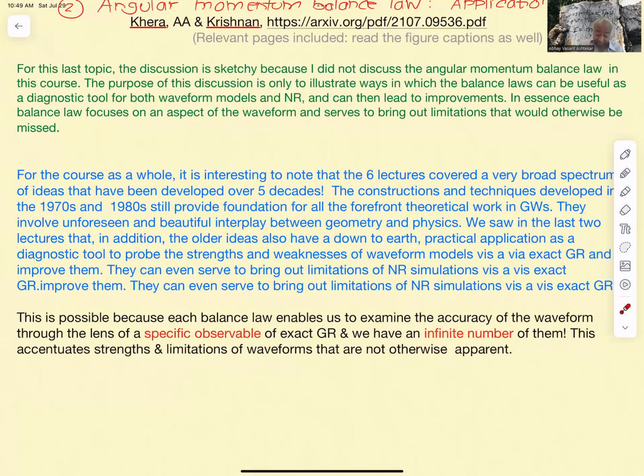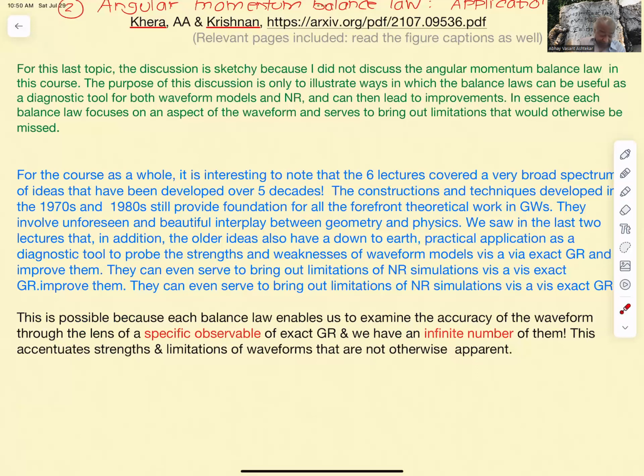They can also serve to bring out the limitations of the numerical simulations themselves vis-a-vis general relativity and improve them. We saw some examples for the memory, and angular momentum is another example. In fact, in one of the items in the SXS catalog, the angular momentum balance law is extremely badly violated. So we pointed that out, and they corrected that. There was just a mistake somewhere in the programming, and this is discussed in the slides that I have in closing, but I'm not going to go through it. So even the numerical relativity waveforms have been informed by these balance laws.